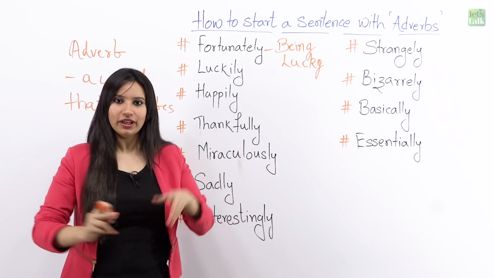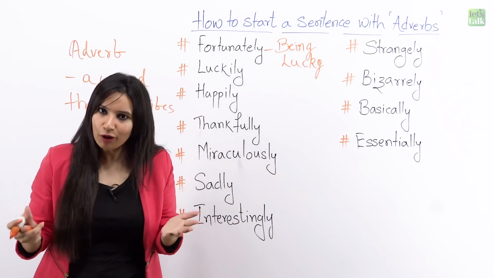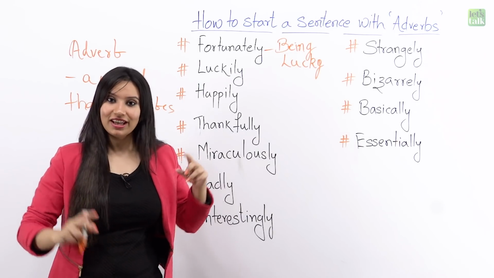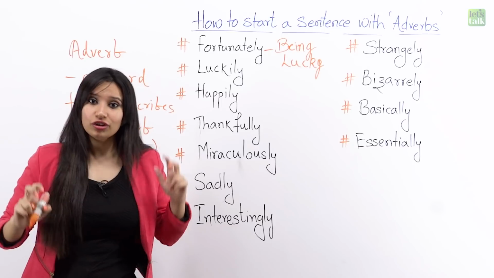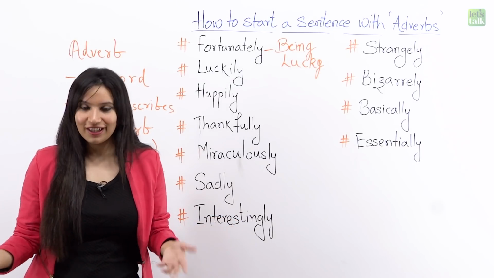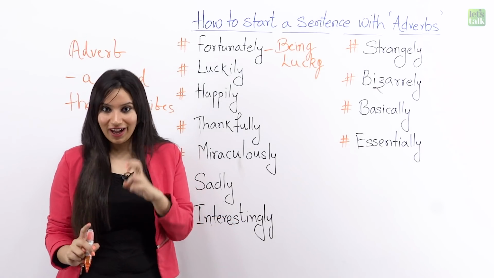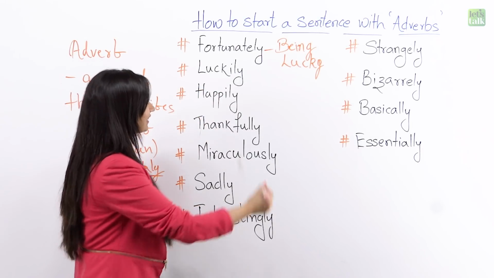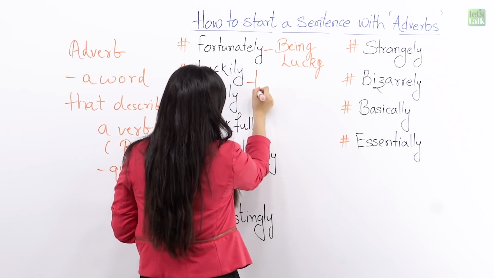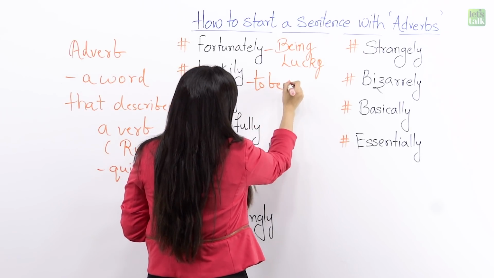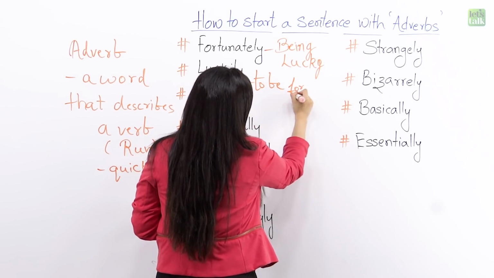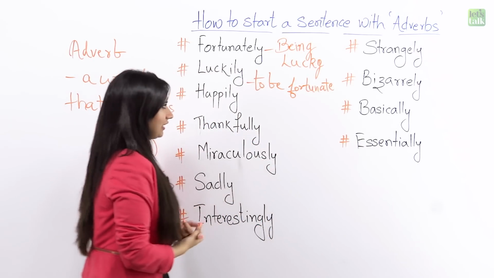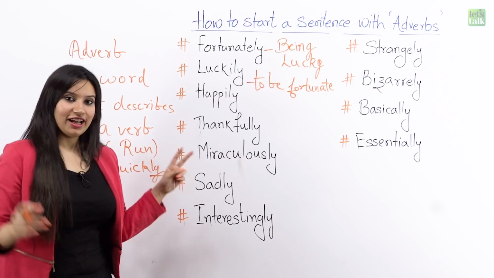So if somebody tells you, hey, I was really lucky today, but how were you lucky? So again, we have the same question, how? And the person answers, luckily, I crashed into a shop, but no one got hurt. So here also we are answering the question how using the word luckily, which is an adverb and which has the same meaning as being lucky or to be fortunate. Fortunate itself means lucky.